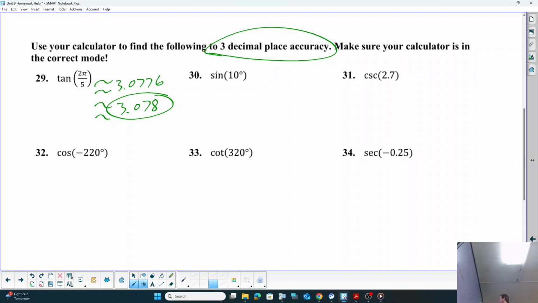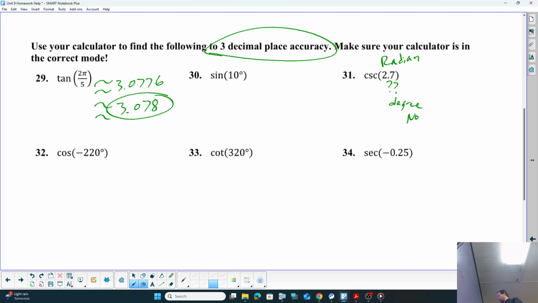Ooh, cosecant of 2.7. What the? Is that a degree? No, because degrees are usually bigger than that, like 30, 45, 90, 199. So we're going to say that's a radian, right? That's a radian. So still in radian mode.